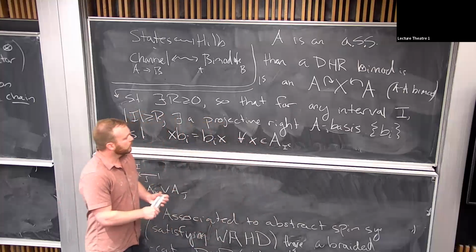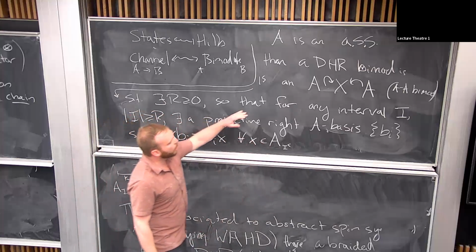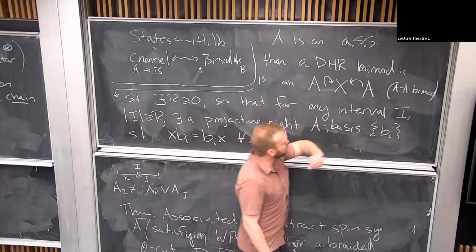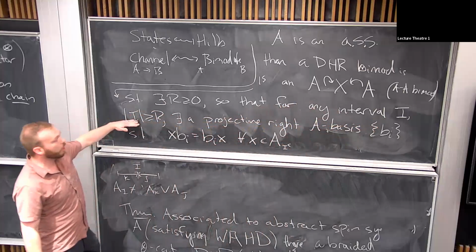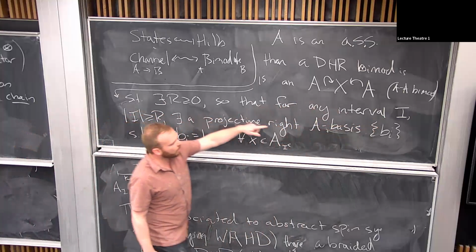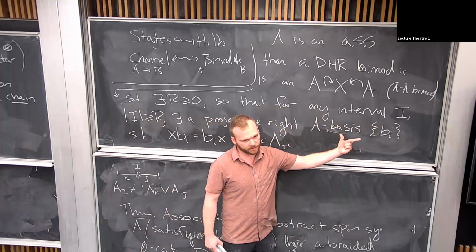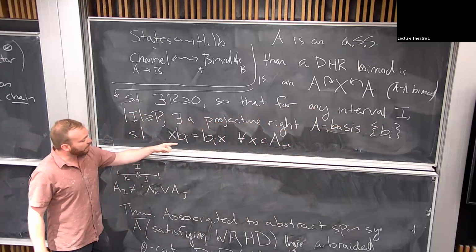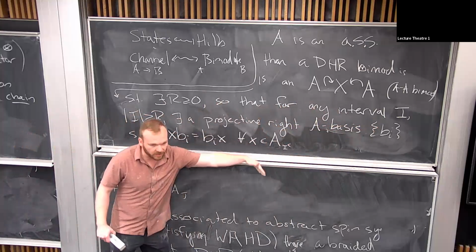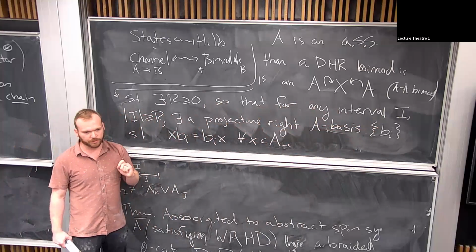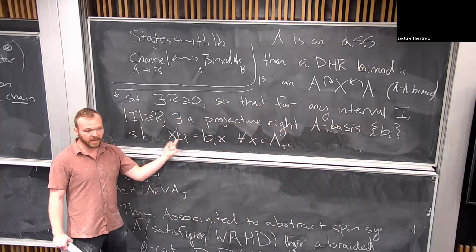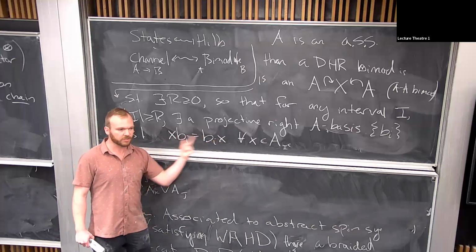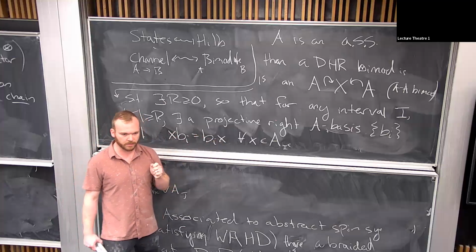Okay? So what I'm saying is that I have a bimodule, and for any interval that's sufficiently large, I can go in that bimodule and find a projective A basis. I'll tell you in a second what that means, if you're not familiar with that term. Such that all the operators localized outside that interval commute with this projective basis, right? This is a bimodule, so there's a left x action and a right x action, and it's asked that they agree on these basis elements.